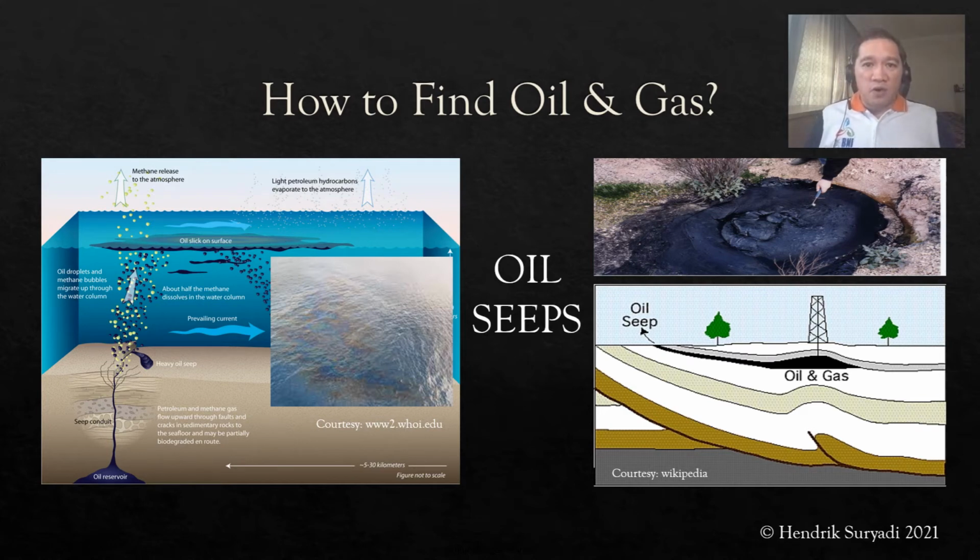As mentioned before, oil and gas will move to the surface because of the pressure. And if the oil continues to find a path through permeable rock until the surface, then the oil will appear as an oil slick at the sea or a lake, or an oil pond on the land. And as we can see this, we can suspect that there will be an oil and gas reservoir underneath it.